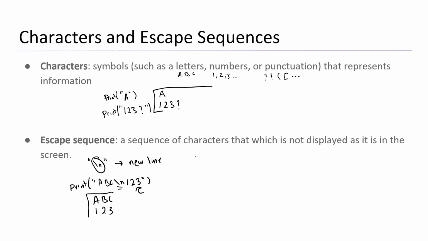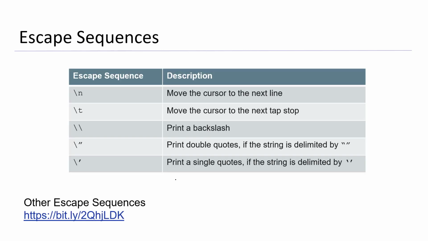Now the backslash here is called an escape character, because it usually starts what we call the escape sequence. This table shows the most commonly used escape sequences in Python. We've already seen how slash n works. It moves the cursor to the next line. Slash t, as we will see in the next example, moves the cursor to the next tab stop. Now in Python, the tab stop is usually 8 spaces.